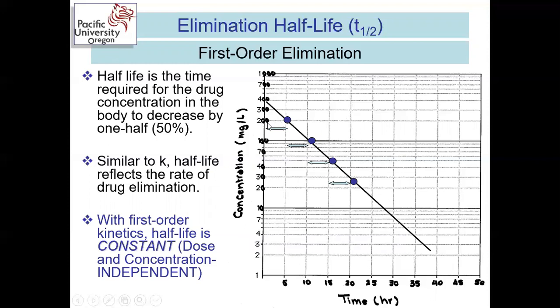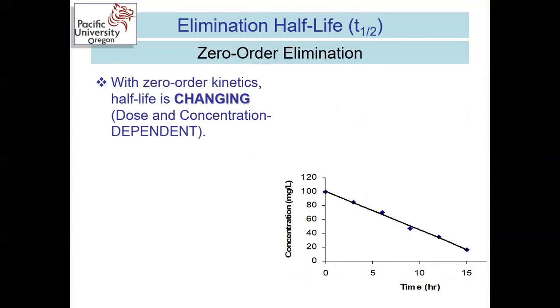And if you check the time from 200 to 100, again, it will be 5 hours. And this is a strong evidence of the first order elimination kinetics. The half-life is concentration independent. Whether we go from 400 to 200, 200 to 100, or 100 to 50, you will end up with the same half-life value, which is different from the zero order kinetics.